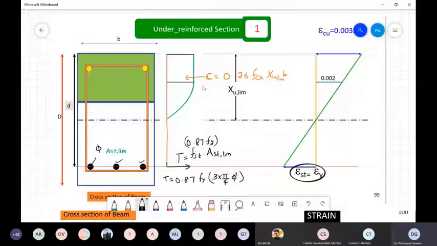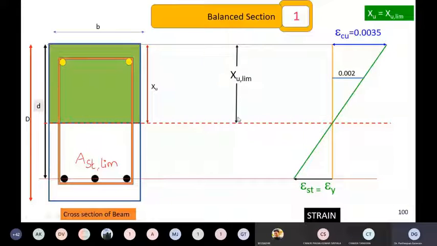this compressive force and this tensile force will always be equal for a body to be in equilibrium. So when you are providing area of steel in such a way that your concrete has attained its maximum 0.0035 strain, and similarly the steel started yielding, at that time this particular section is not an under reinforced section, this is a balance section. Under reinforced section will come next. So at this point this is called balance section where XU will be equal to XU limit.